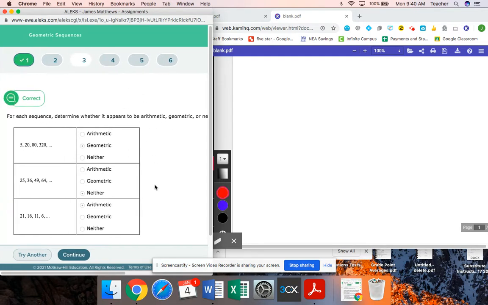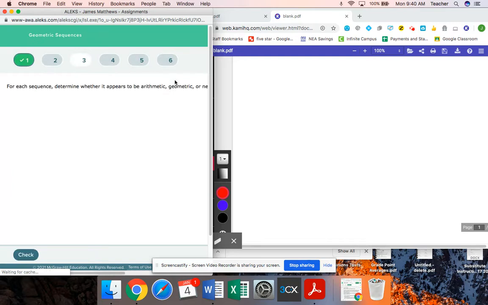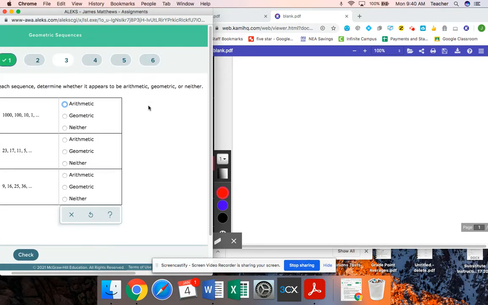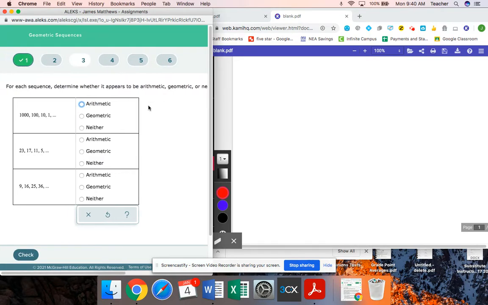I've already gone through and clicked on it, but if I wanted to check, let me just try another. I want to see if that's arithmetic, geometric, or neither. To check if it's arithmetic, you can probably see from the pattern here that it's not, because I would be trying to see what the difference is, 100 minus 1,000, and then 10 minus 100. You don't get the same thing. So it's not arithmetic. What about geometric?